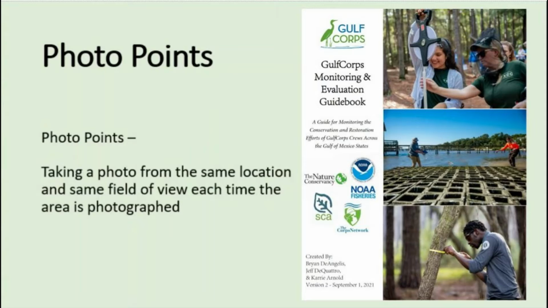Photo monitoring tells the story of the impact we are having on the habitat we are working on. To ensure validity of our results, it is important to identify photo points. Photo points simply refer to taking a photo from the same location and same field of view each time the area is photographed. Your monitoring guidebook walks through the steps of photo monitoring. In the following section, we will review these steps.